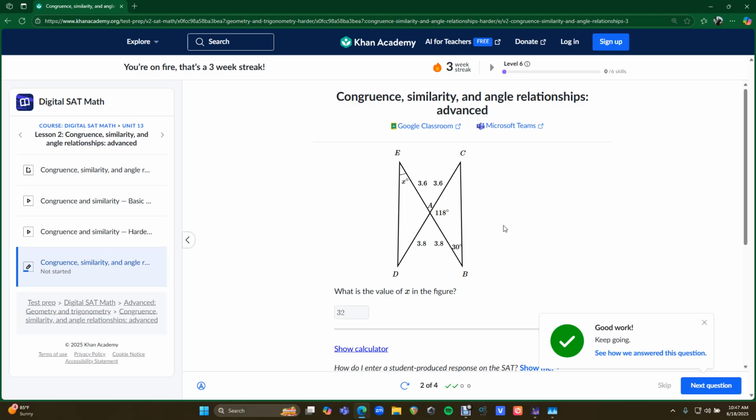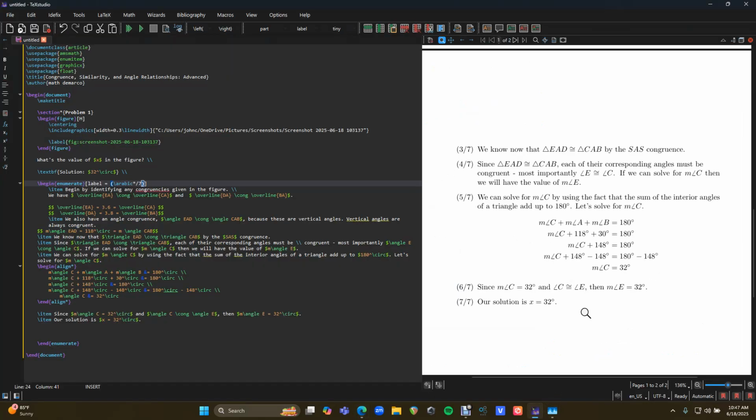Okay, anyway, I like their justification. I like my justification.